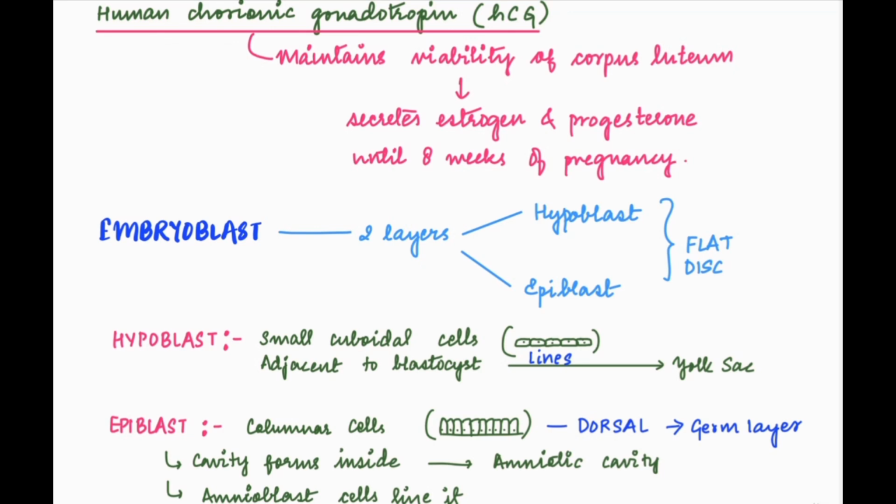Your embryoblast also divides into two layers. One is the hypoblast and the second is your epiblast. Both of these form flat disc-like structures.